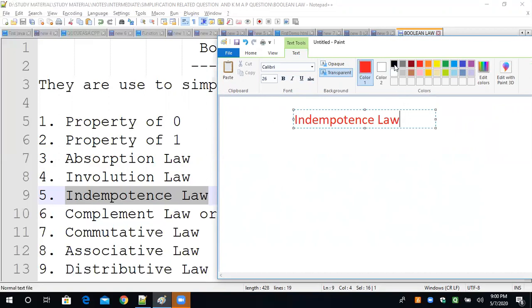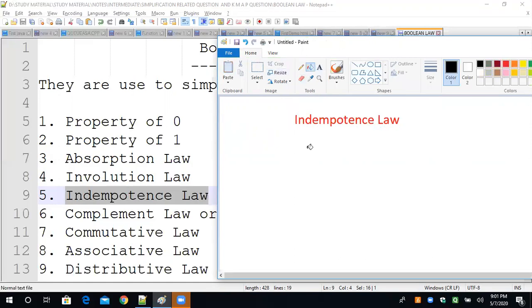According to the idempotence law, if any variable or any expression is continuously repeating along with a plus sign or a dot sign, that will be reduced and will produce a singleton. Suppose the original law is A plus A. Two times I have written the same variable with a plus sign. So A plus A is equal to A.